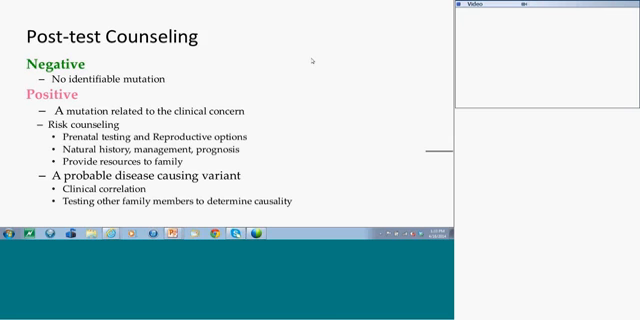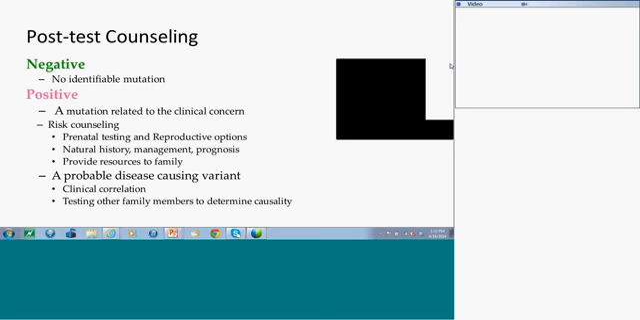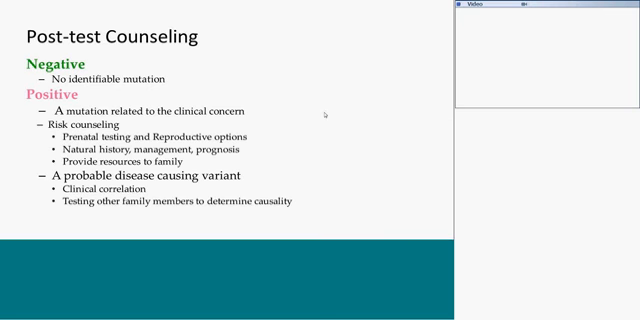If they find a variant of clinical significance, that's a little bit tricky, because what is it that we can do? The doctor might do further testing, like imaging or some other biochemical tests, to find out whether or not this is significant. Sometimes they might test other family members.